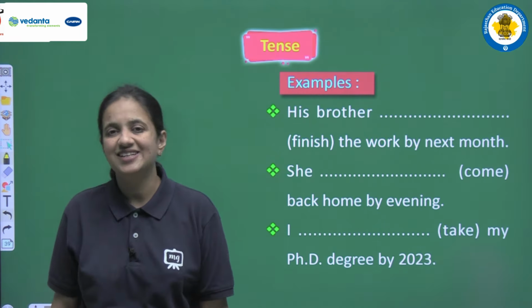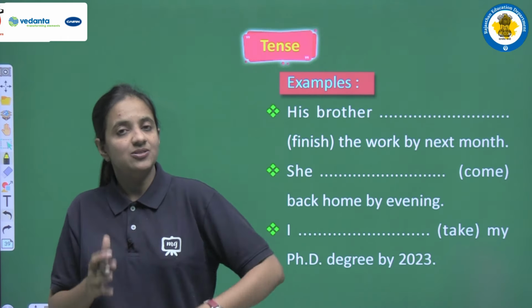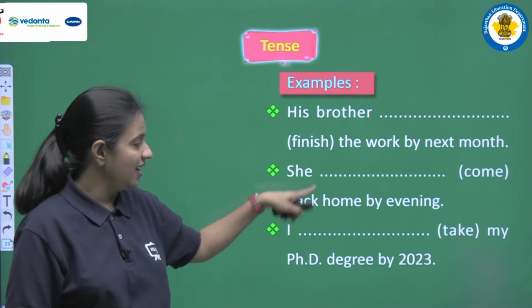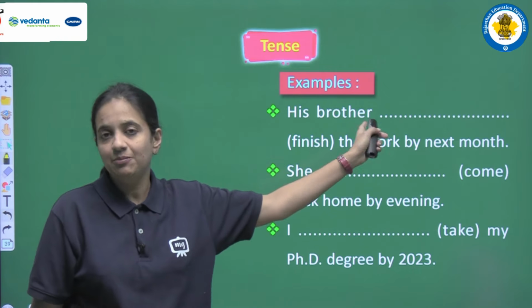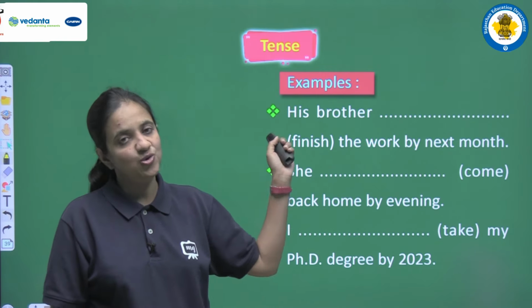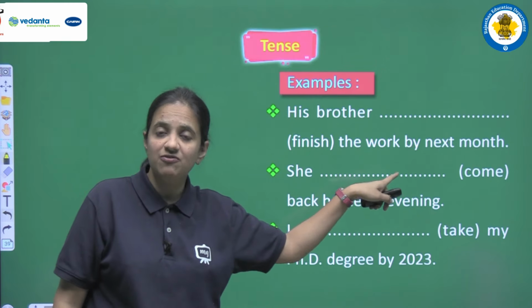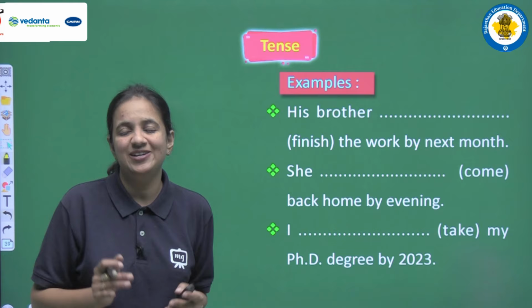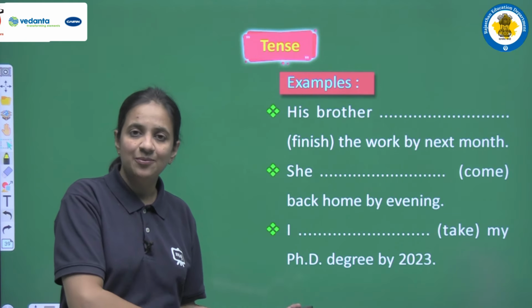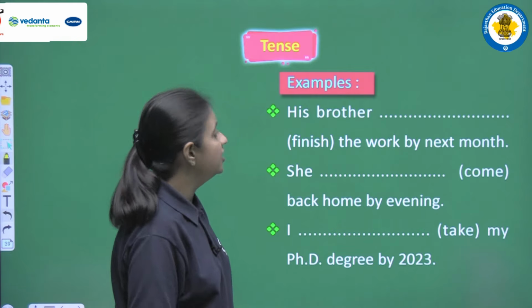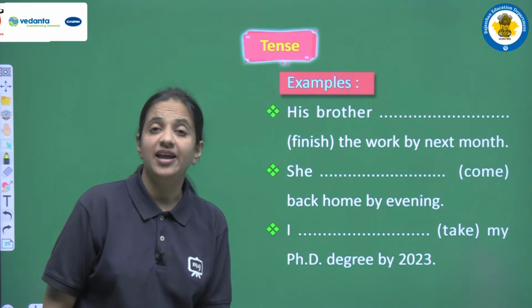So now we have discussed helping verb, main verb, we have seen the uses, and we have seen some of the sentences. So now we are having some sentences that have blanks. We have to read the sentence, we are having the main verb, and we have to write the correct form of the verb along with helping verbs. So now I am very much sure that you all are ready with your answers. Now let's complete these sentences with me. The first one is, his brother finish the work by next month.